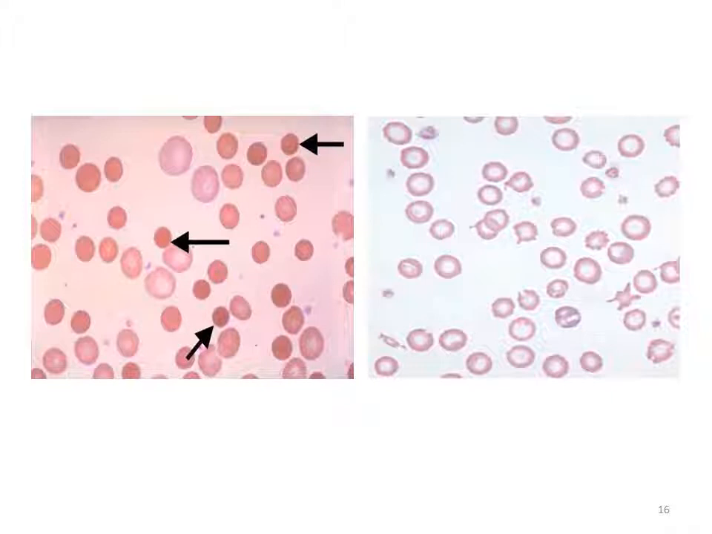Next, under 100 power, assess anisochromia, or variation in red blood cell color. Normal chromic red blood cells have a central pallor or hole that is less than 1/3 the diameter of the cell. The slide to the left represents hyperchromic red blood cells, whereas the slide to the right represents hypochromic red blood cells.